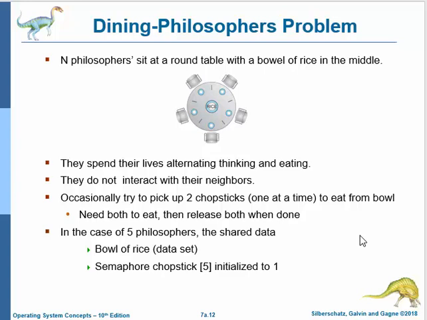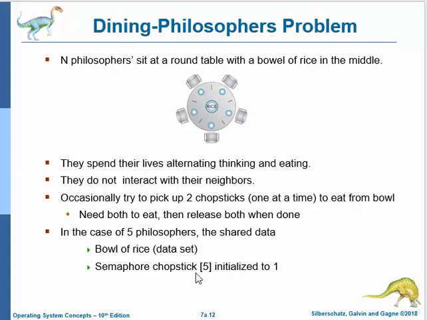chopsticks. When a philosopher thinks, she does not interact with her colleagues. From time to time, a philosopher gets hungry and tries to pick up the 2 chopsticks that are closest to her, the chopsticks between her and her left and right neighbors. As we can see from the illustration, a philosopher may pick up only 1 chopstick at a time. She cannot pick up a chopstick that is already in the hand of a neighbor. When a hungry philosopher has both her chopsticks at the same time, she eats without releasing them. When she is finished eating, she puts down both chopsticks and starts thinking again.